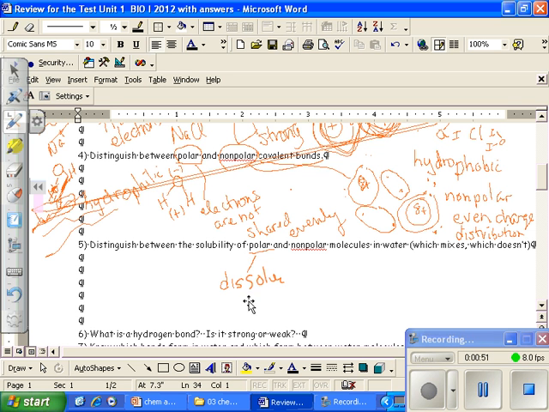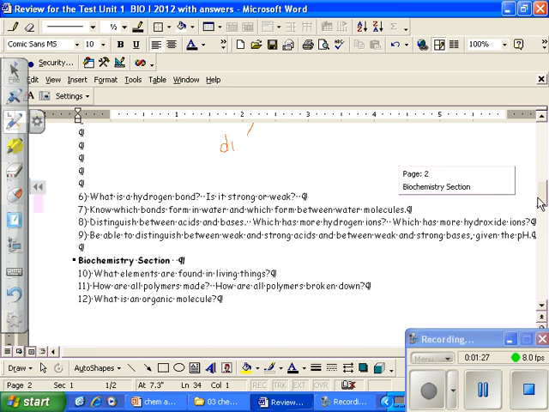anything that is polar will dissolve in water, and anything that's nonpolar separates in water. In other words, stuff that's polar mixes with water, and stuff that's nonpolar does not mix with water. So that was the lab we did where we had wax and butter and oil, and they separated because they're nonpolar. And then we had salt and sugar, and they mixed with water because they're polar or ions.